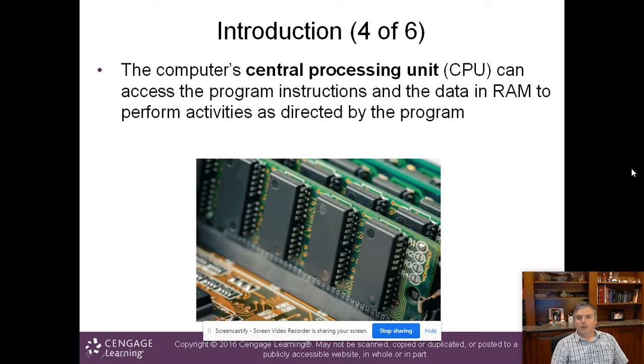The computer CPU can access the program instructions and the data in RAM to perform activities as directed by the program. So the CPU is what's going to cause that application to run fast or slow if you have a slow CPU.